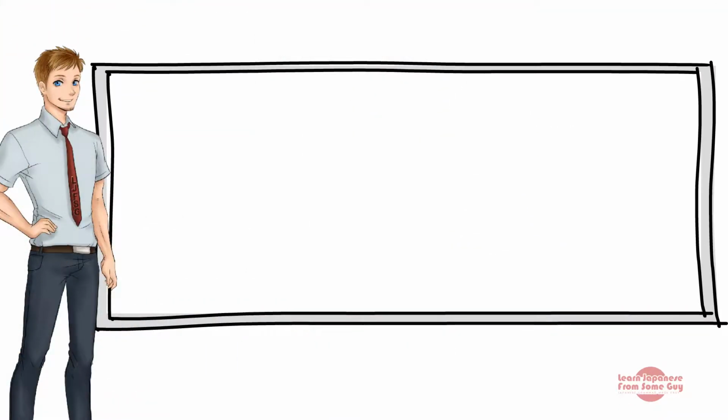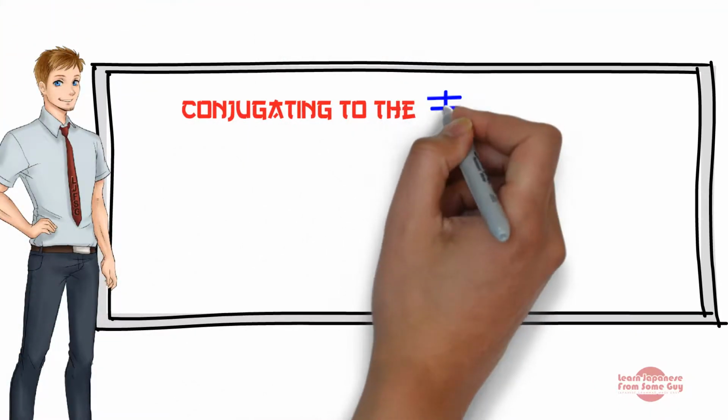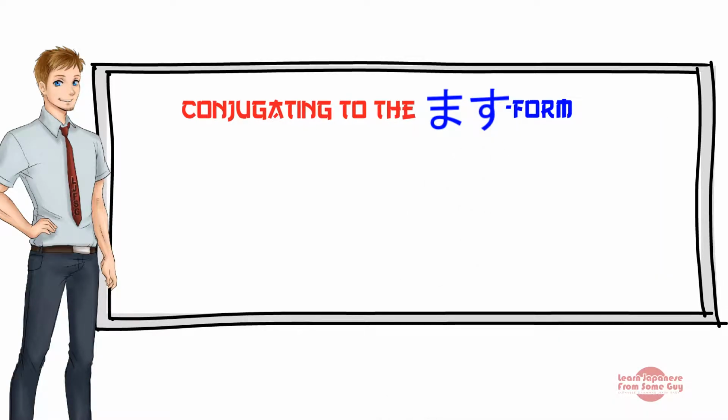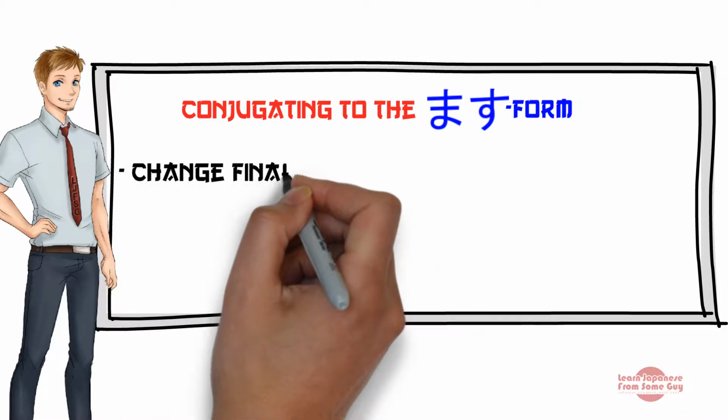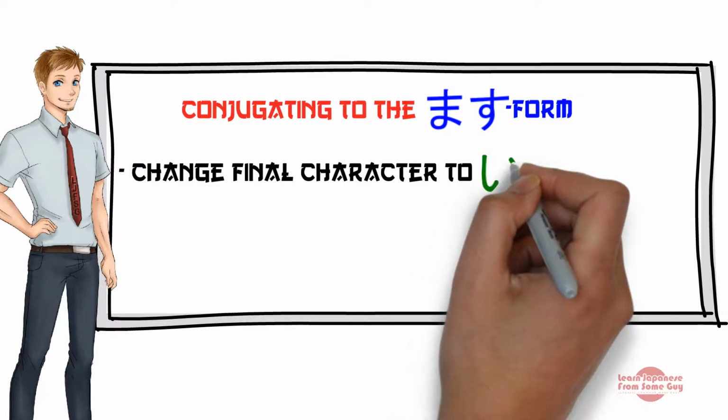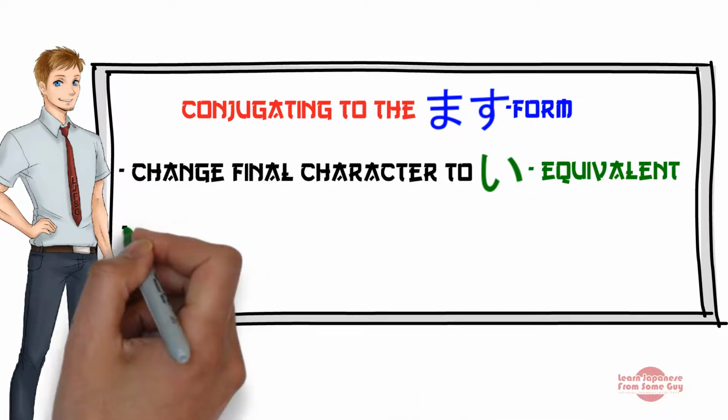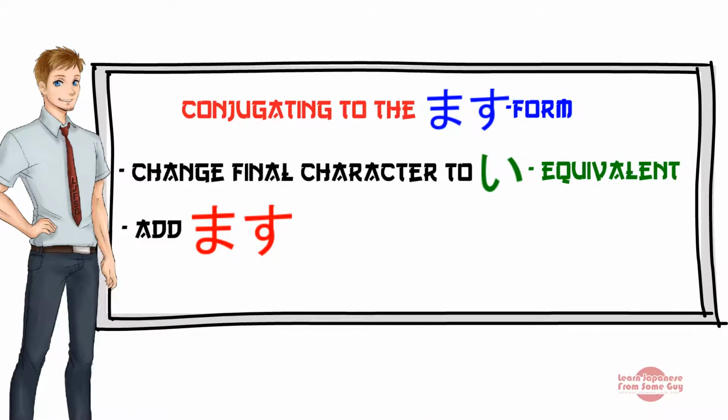Conjugating type 1 verbs to the mas form can be done in just two easy steps. First, the last character of the verb needs to change to its corresponding character in the e column of our hiragana chart. Then, all we do is add mas and we're done.